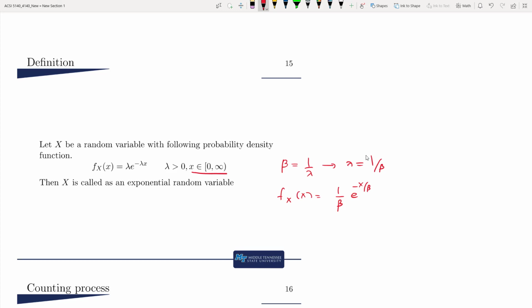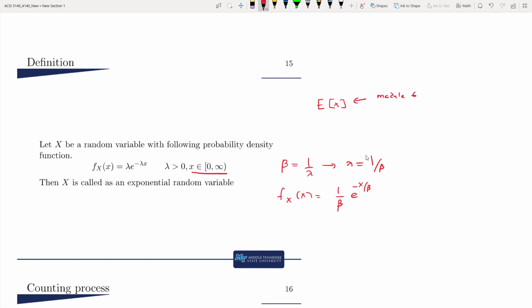So some of the results we learn about, for example, expected value. When you calculate expected value of a non-negative random variable, there is a simpler formula which we learn in module 6. So we can use those results when you're calculating expected value of exponential random variable.